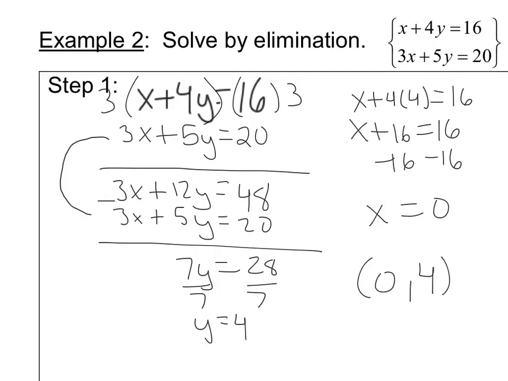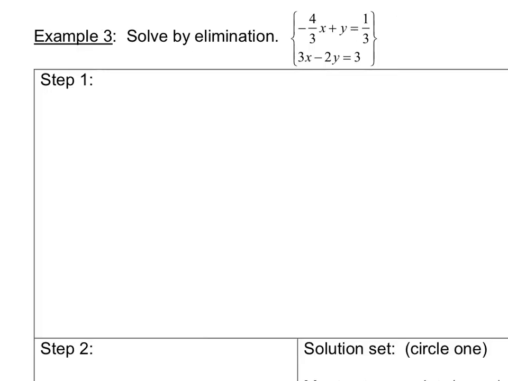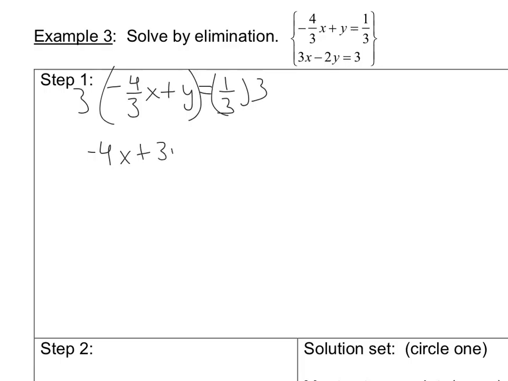Let's do another one. Alright, so this one gets a little ugly, because see how you have a fraction here? What's the common denominator? 3. So the first thing I'm going to do is I'm going to bring it down here. I'm going to multiply both sides by 3. So you get negative 4x plus 3y equals 1. Because 3 divided by 3 here is 1, and then 3 times y is 3y. 3 divided by 3 is the 1. Okay?